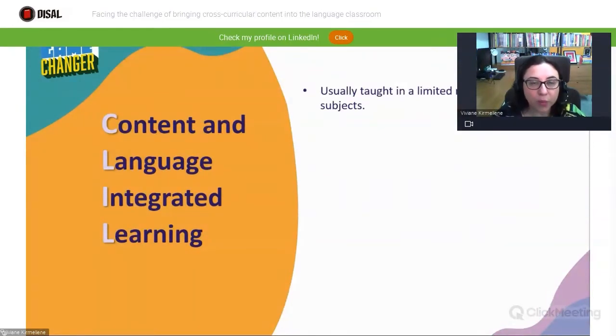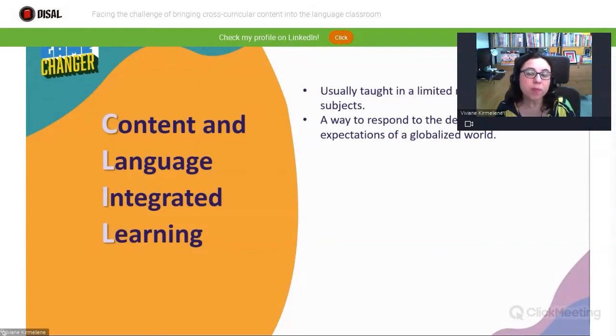When you think of CLIL programs, the approach is usually applied in a limited number of subjects. Otherwise, we're talking about a different kind of school, okay? But if we think of regular schools, we have some subjects that are chosen for the CLIL classes. Typical subjects: science, arts, PE, physical education. These are popular subjects chosen for CLIL programs. It's a way to respond to the demands and expectations of a globalized world. As Fernando here mentioned, it's more meaningful. We'll get there, to this meaningfulness of CLIL.